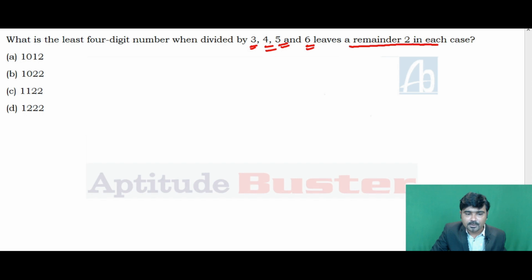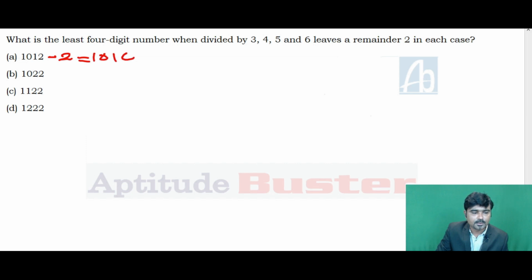leaves a remainder 2 in each case. That means once you subtract 2, that number should be divisible by 3, 4, 5 and 6. Take the first option, subtract 2 from the options. First option 1012 minus 2, that gives you 1010. Is it divisible by 3? No, you can eliminate this option. Next 1022 minus 2, that gives you 1020. Is it divisible by 3? Yes. Is it divisible by 4? Yes. Is it divisible by 5? Yes. Is it divisible by 6? Yes. It satisfies the condition.